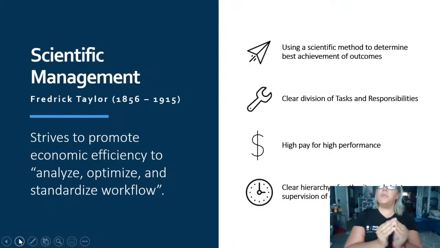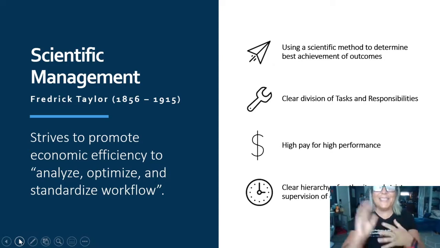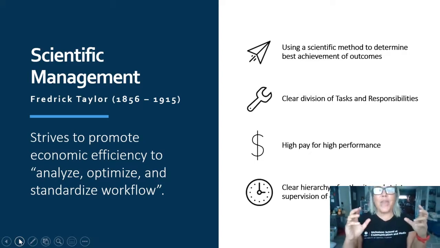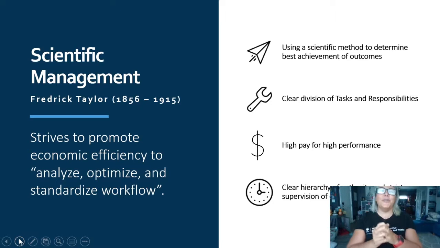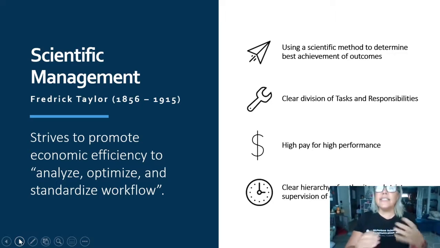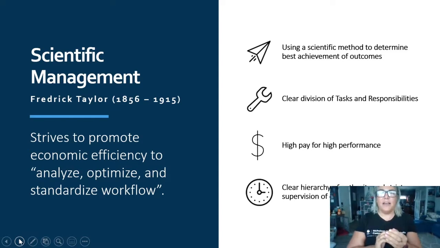So scientific management was the work of Frederick Taylor. In the 1800s and 1900s, he did all of his research and work to promote economic efficiency in order to analyze, optimize, and standardize workflow. He used the scientific method to try to determine the best achievements of outcomes. Even when you look at your syllabi, if you read your syllabi, there are outcomes, and the things you do in the class should be aligned with the best achievement of those outcomes.